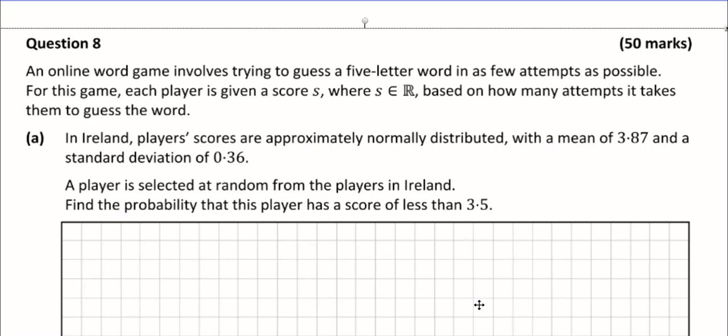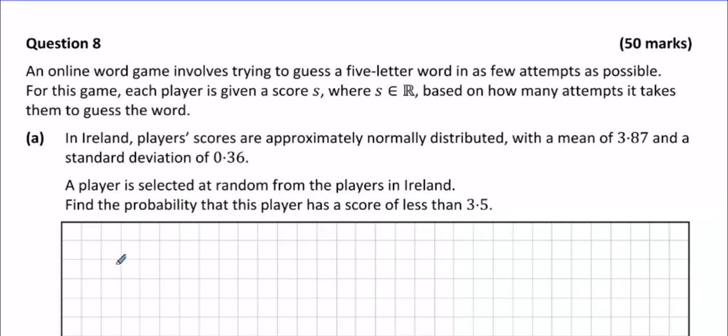For this game, each player is given a score S, where S is a real number, based on how many attempts it takes to get the word. In Ireland, the player scores are approximately normally distributed. It takes an average of 3.87 guesses to get the right answer, with a standard deviation of 0.36. A player is selected at random from the players in Ireland. Find the probability that this player has a score of less than 3.5.